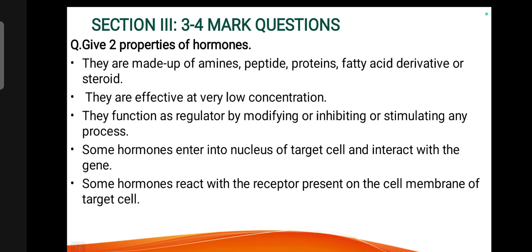Give properties of hormone. They are made up of amines, peptides, protein, fatty acid derivative or steroids. They are effective at very, very low concentration. They function as regulator by modifying or inhibiting or stimulating any process. Some hormones enter into nucleus of target cell and interact with the gene. Some hormones react with the receptor present on the cell membrane of target cell.